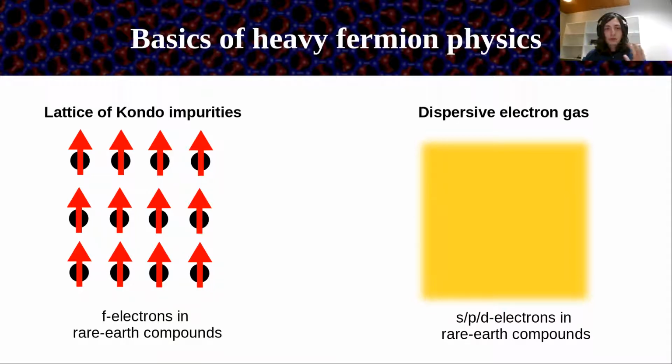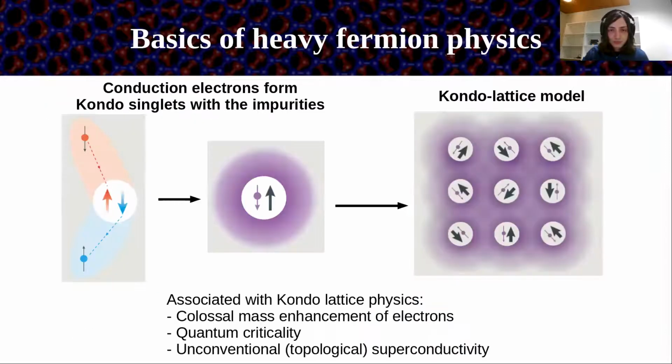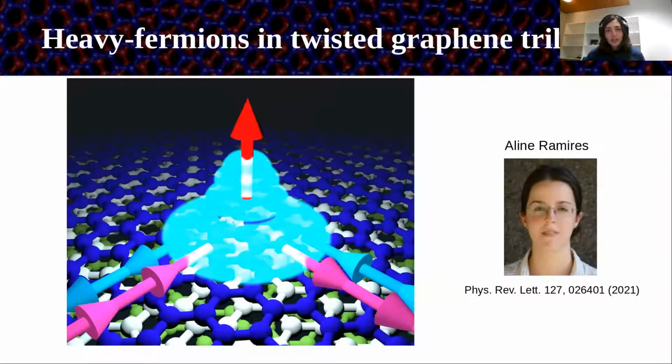And of course, in rare earth compounds, the local magnetic moments are F electrons, and the dispersive electron gas are SPD electrons of the other atoms in the compound. So once you are in that situation, if you are in the right regime of Kondo coupling and exchange coupling, you get to a collective Kondo state in which all the magnetic impurities are screened. And this is essentially the starting point that gives rise to all the amazing physics that we see in heavy fermion systems.